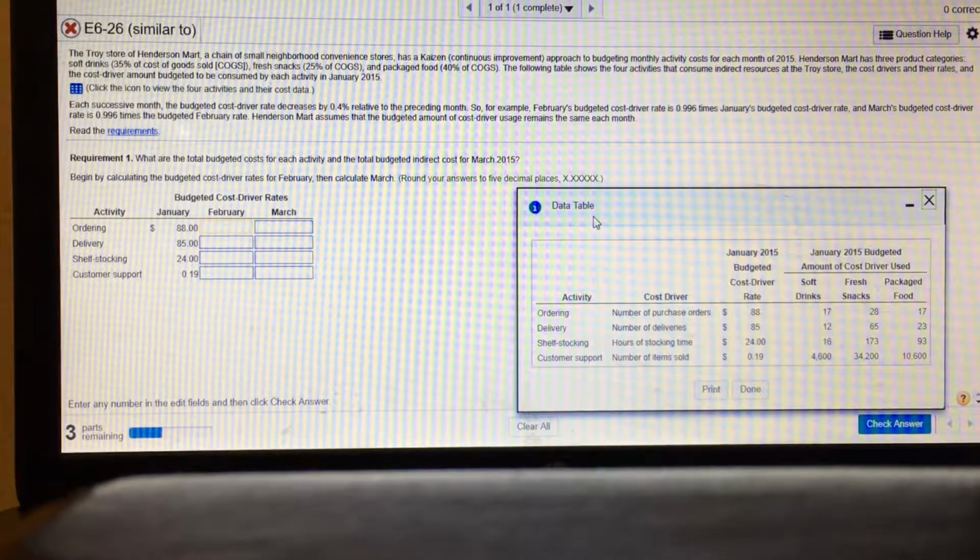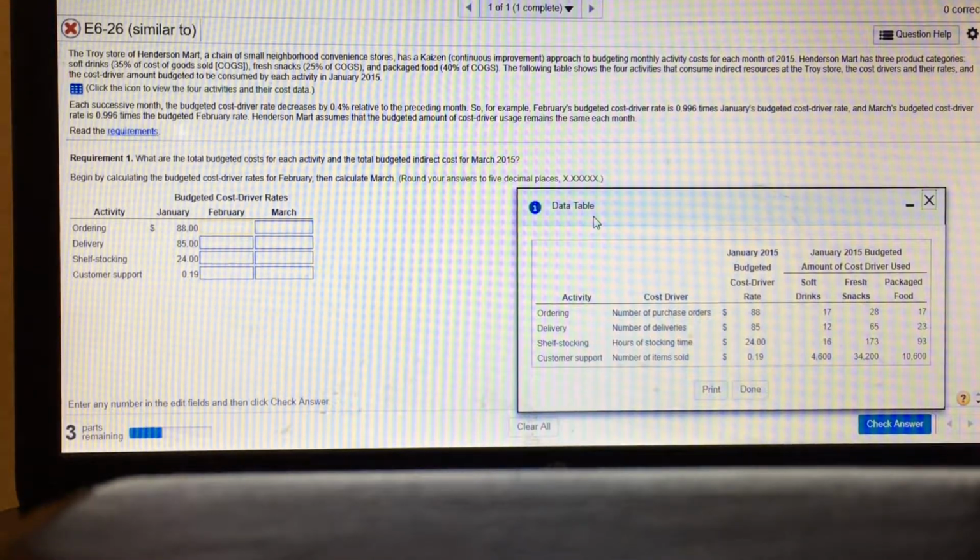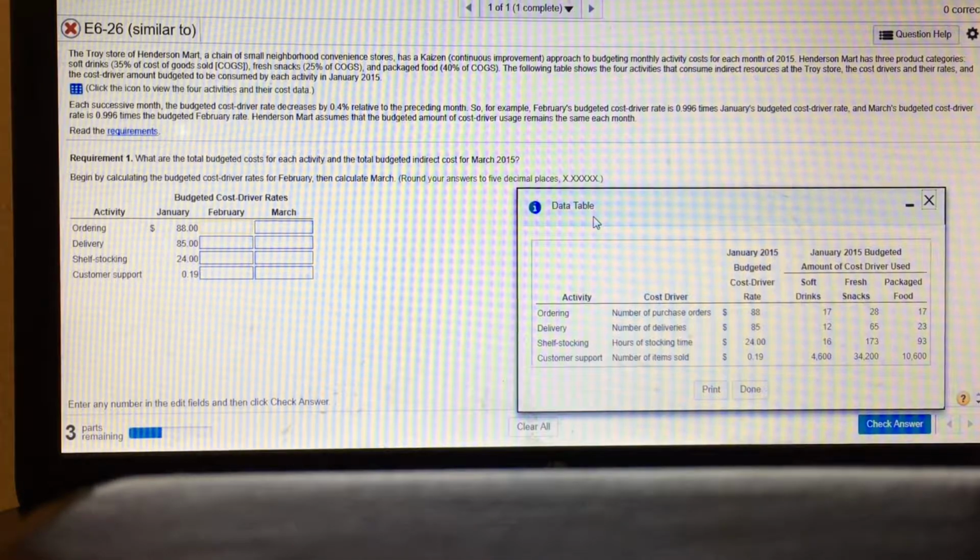The following table shows the 4 activities that consume indirect resources at the Troy store, the cost drivers and the rates, and the cost driver amount budgeted to be consumed by each activity in January 2015. Each successive month, the budgeted cost driver rate decreases by 0.4% relative to the preceding month. So for example, February's budgeted cost driver rate is 0.996 times January's budgeted cost driver rate, and March's budgeted cost driver rate is 0.996 times the budgeted February rate. Henderson Mart assumes that the budgeted amount of cost driver usage remains the same for each month.